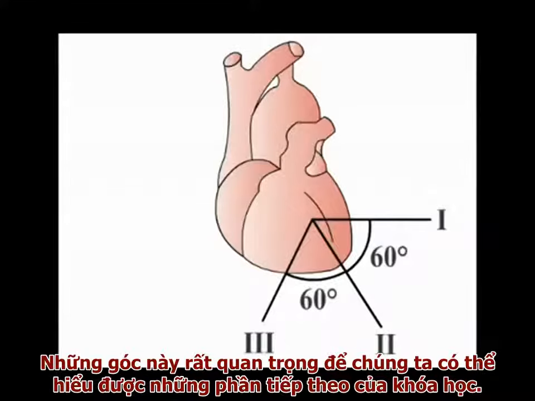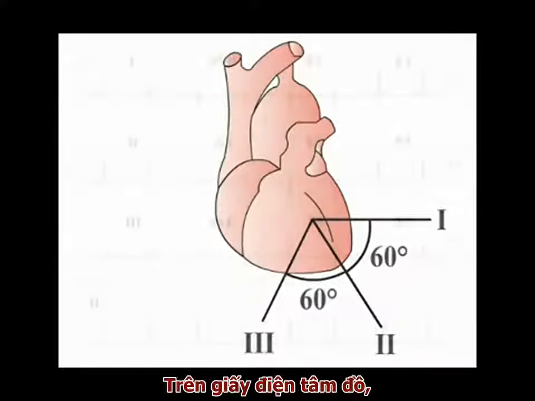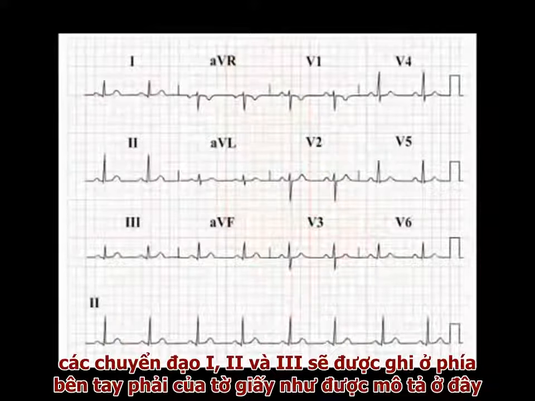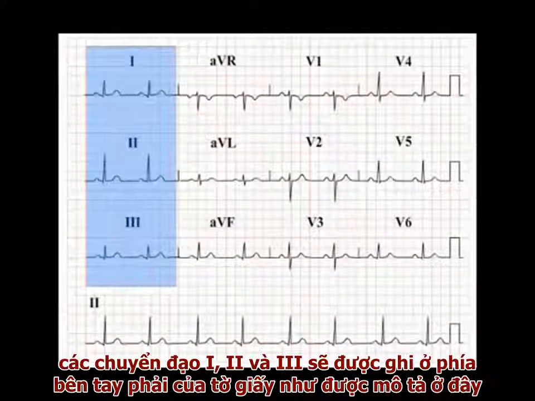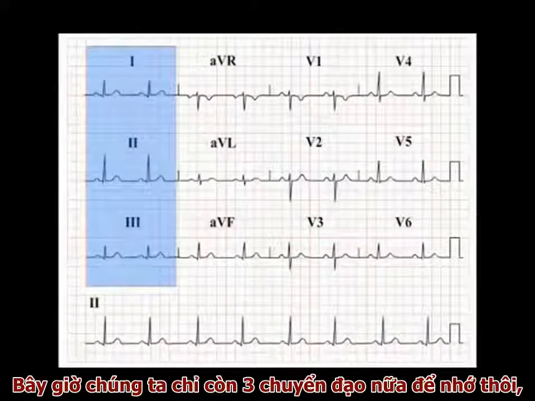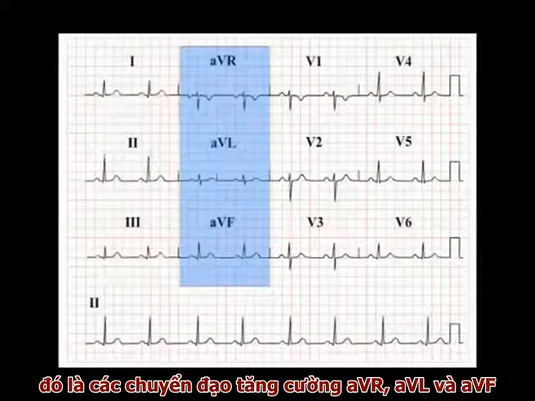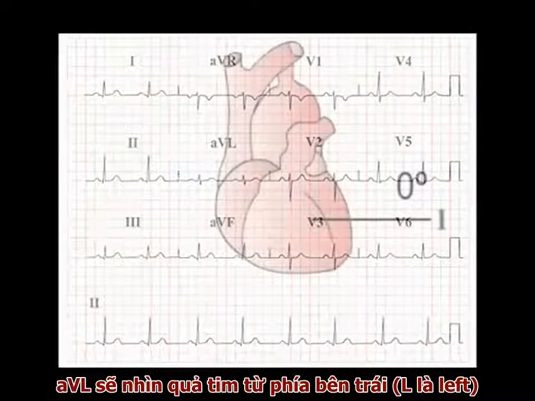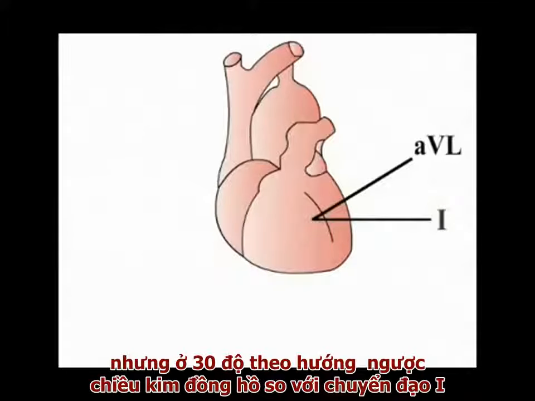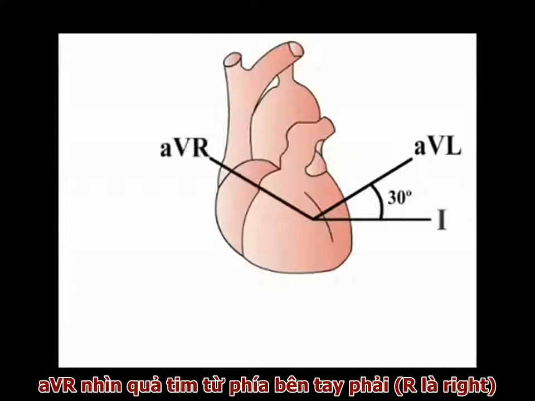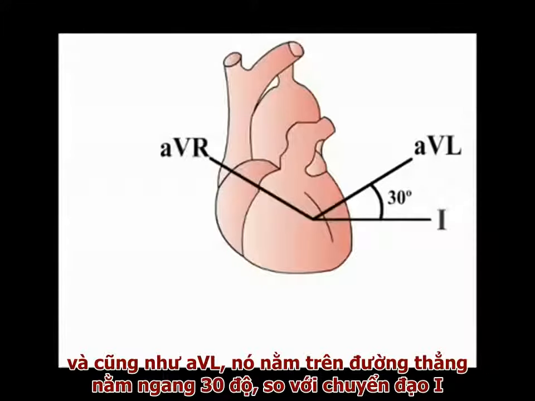These angles will become important in the next section of this course. The readout from the standard leads, leads 1, 2 and 3, are recorded down the right hand side of the ECG paper as shown here. We are now left with 3 further vertical leads to remember. The augmented leads, AVR, AVL and AVF. AVL looks at the heart from the left. L is for left, but at 30 degrees anti-clockwise, or more to the left if you like, from lead 1. AVR looks at the right side of the heart, R is for right, and just like AVL, it is 30 degrees above the horizontal relative to lead 1.